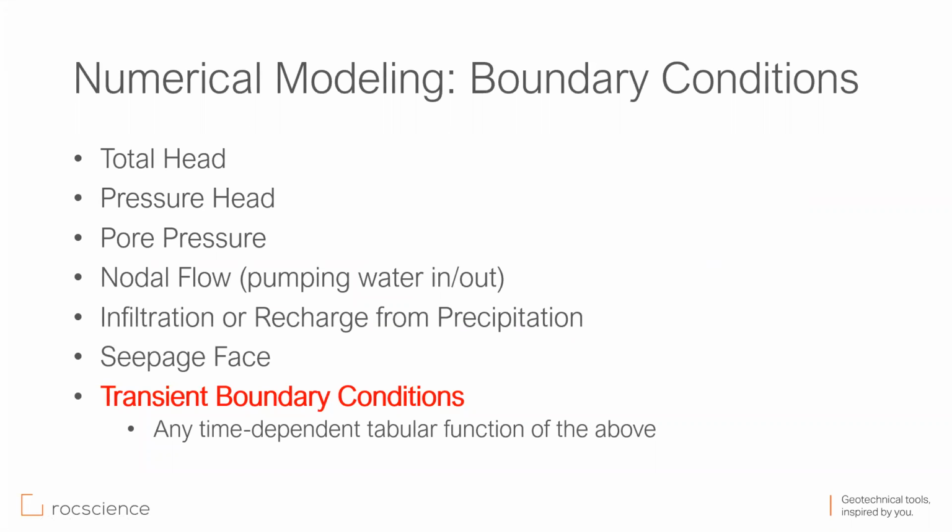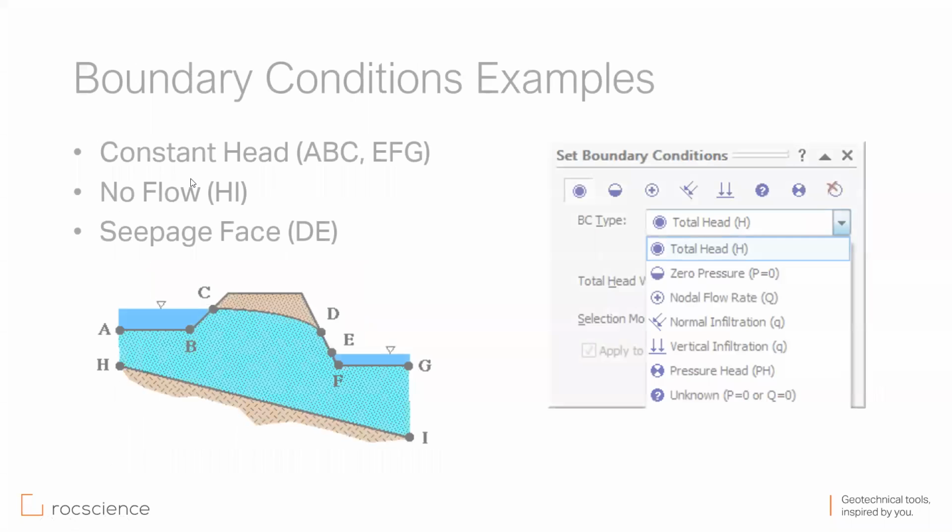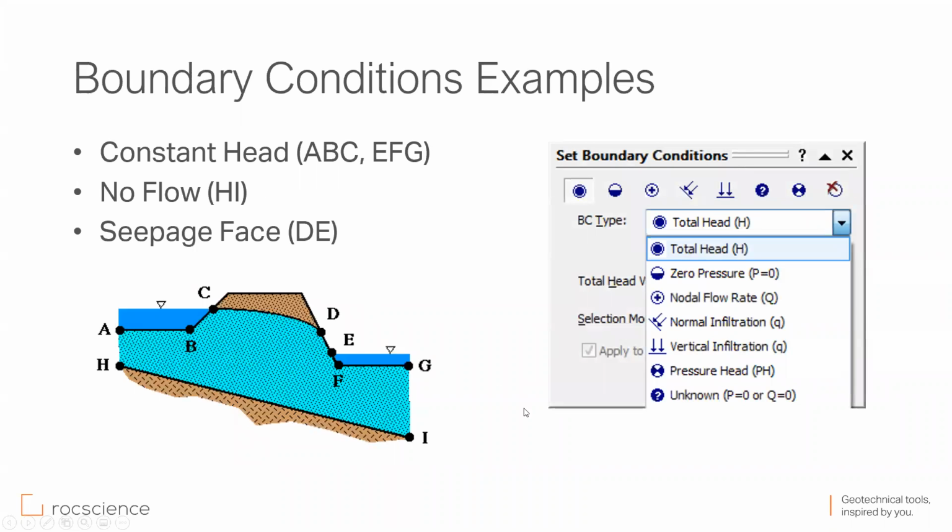But for finite element numerical analysis, pore water pressure analysis, you need to define some sort of boundary conditions. What are these boundary conditions? For example, let's say you have these: total head, zero pressure, nodal flow. In this picture, the head at A, B, C, and E, F, G is constant. So this is constant head or total head. We put a total head as the elevation of the water here.